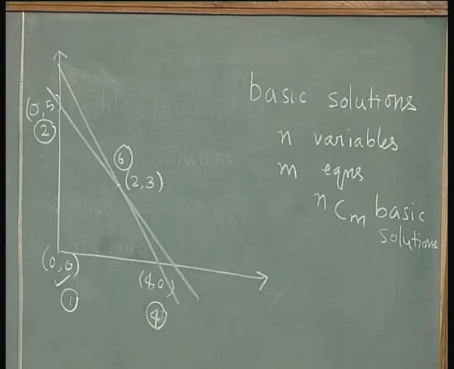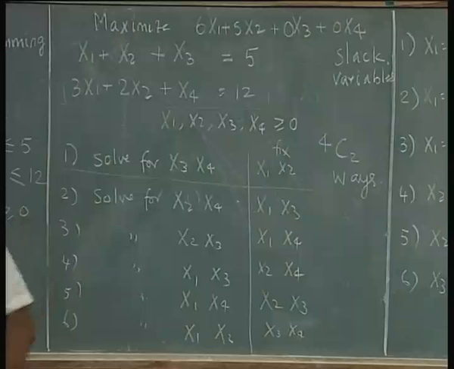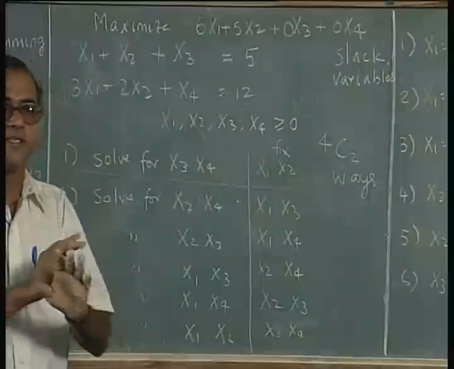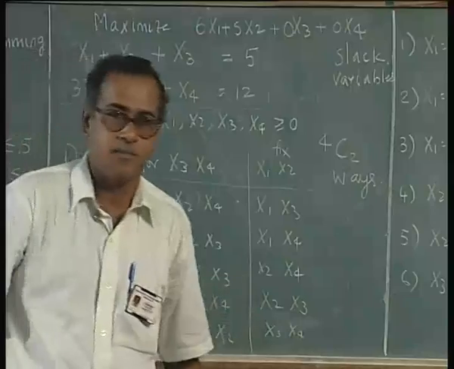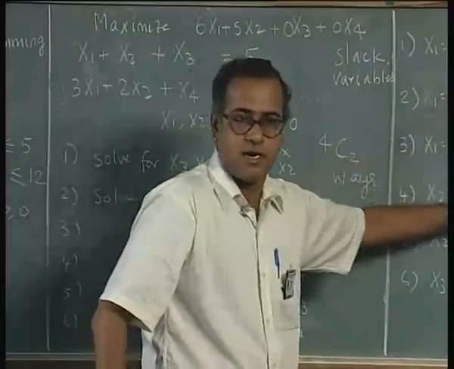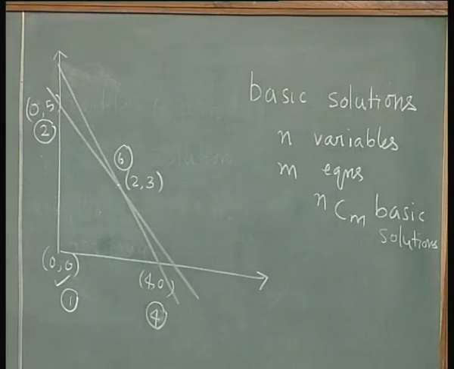Now, any other solution that is evaluated by fixing any one of the variables to any value other than 0, any positive value, is called a non-basic solution, and we are not interested in non-basic solutions at all. Now, there are 6 basic solutions that we have looked at. Out of these 6, we realize that 4 of them are feasible and 2 are infeasible.